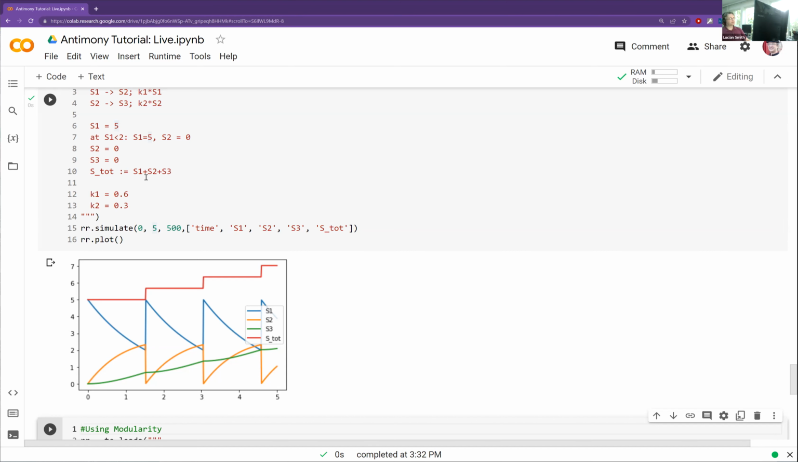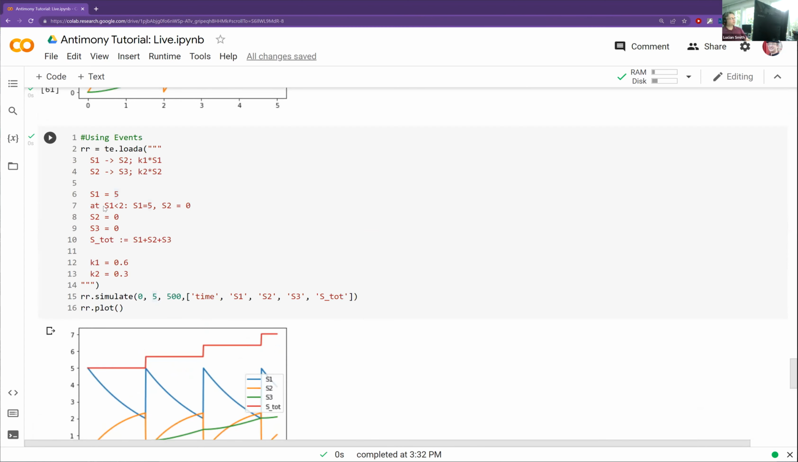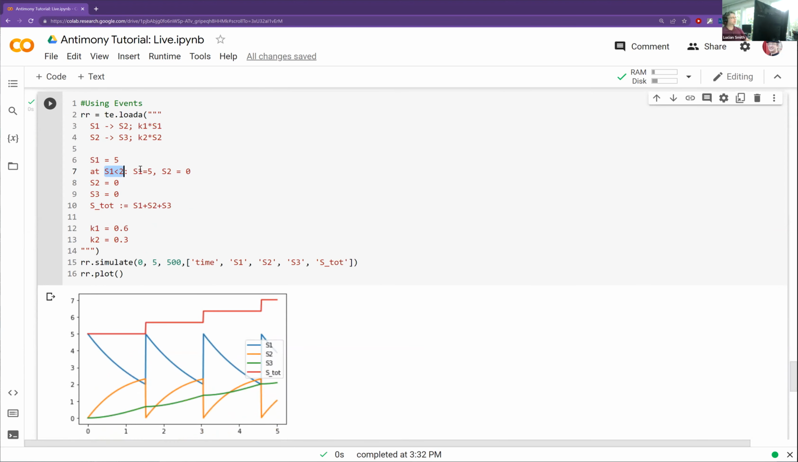Because every time the event fires, it happens again. So the trick is that an event will fire every time that changes from being false to being true. And at that one time, it will fire once and then be done. Because you'll notice, in this case, we said S1 equals 5, but let's imagine we just set S2 to 0 or something, right?